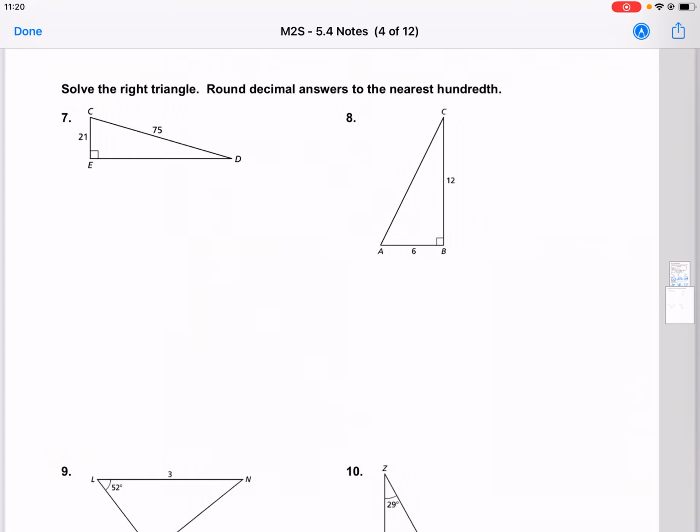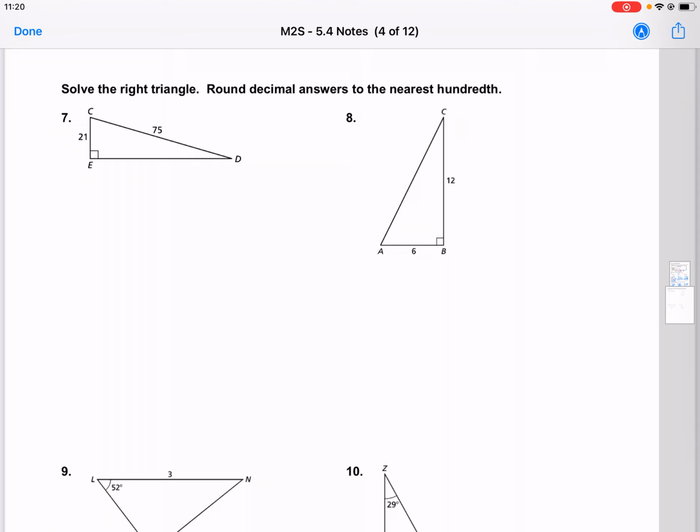Here's where it gets really fun. We're actually going to start solving. And when it comes to solving, what that means is you find any missing sides and then any missing angles as well. It doesn't matter what you pick first. I usually find missing sides first because it's just Pythagorean theorem.